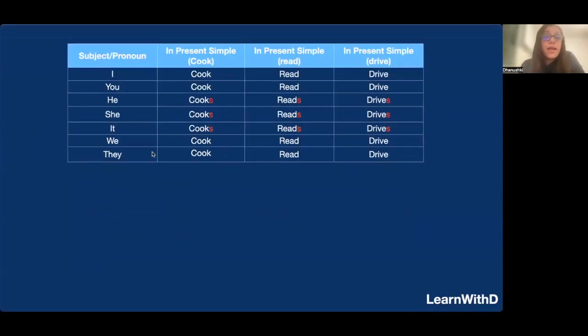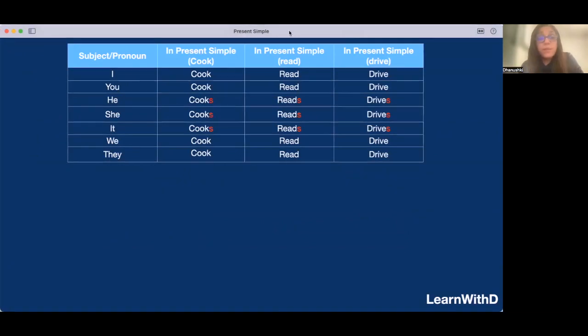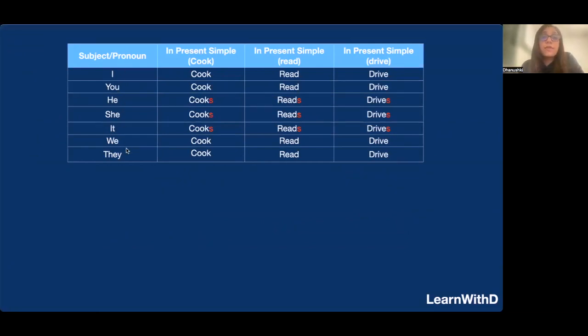Here we have a table. In the first column we have the subjects or the pronouns, which I mentioned in the previous slide: I, you, he, she, it, we, they. And then we have three different verbs: cook, read, drive. Now let's read. I cook. You cook. We cook. They cook.